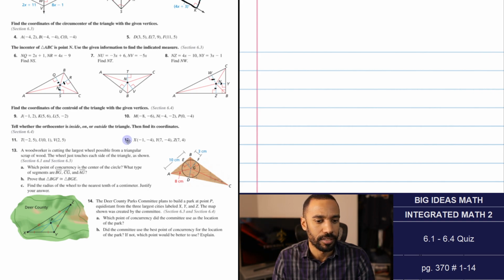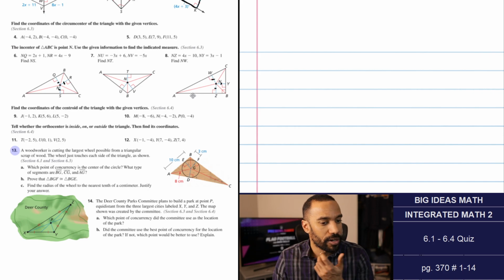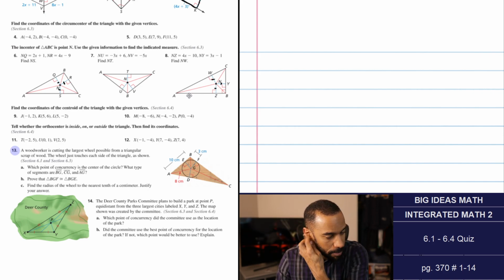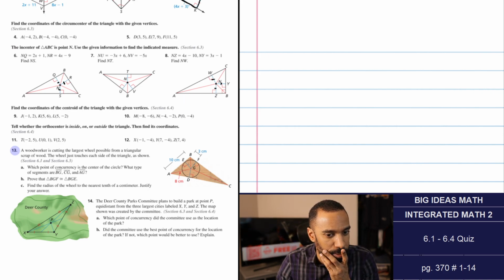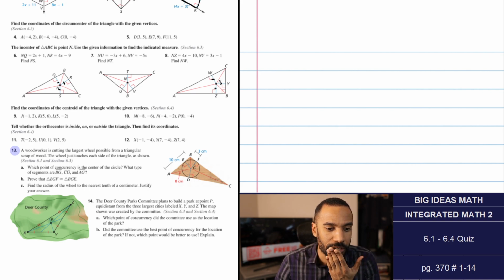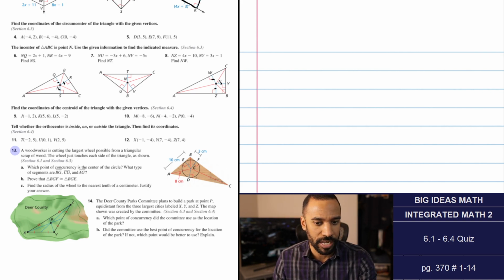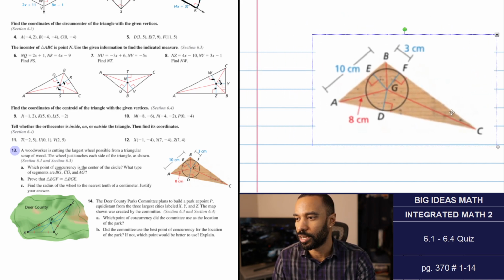Number 13. Three parts, though. I don't know if we have to do a proof. A woodworker is cutting the largest wheel possible from a triangular scrap of wood. The wheel just touches each side of the triangle as shown, like an in-center would. Which point of concurrency is the center of the circle? I just answered it. What type of segments are BG, CG, and AG? I don't know if copying this will help at all, but I'm going to point to what we're looking at there.